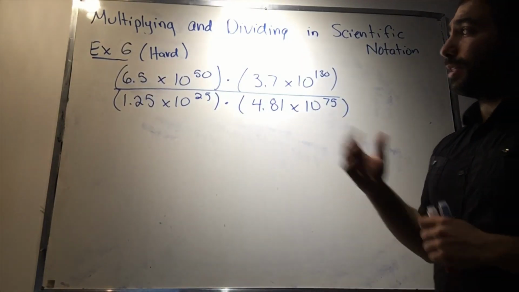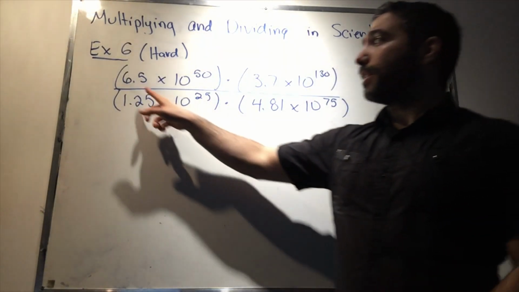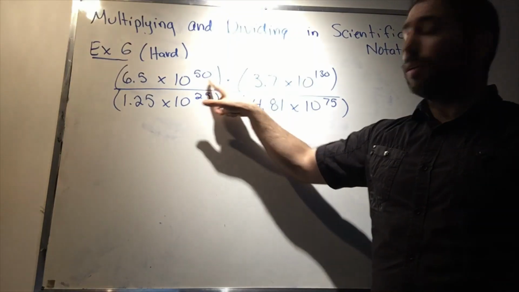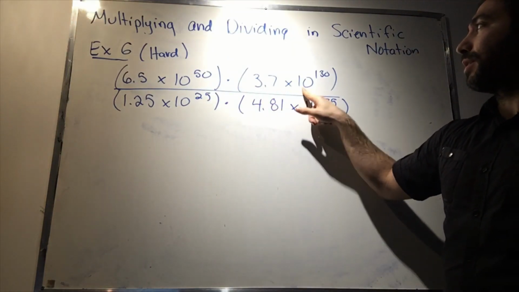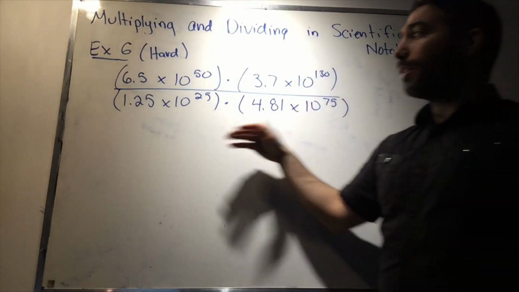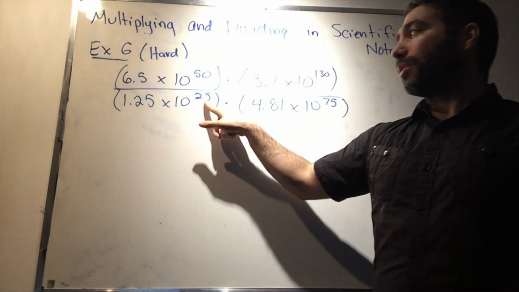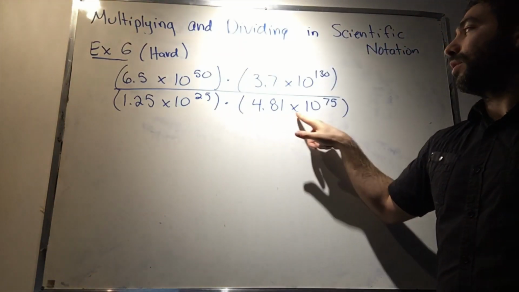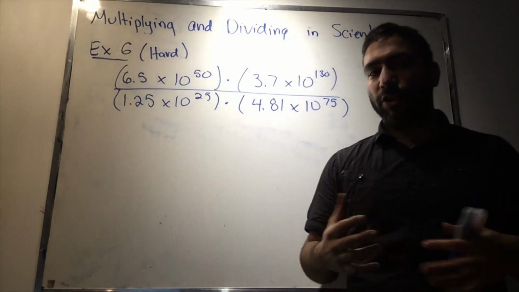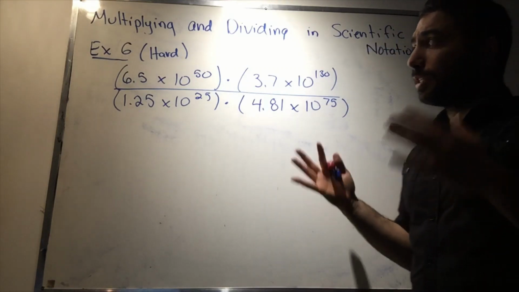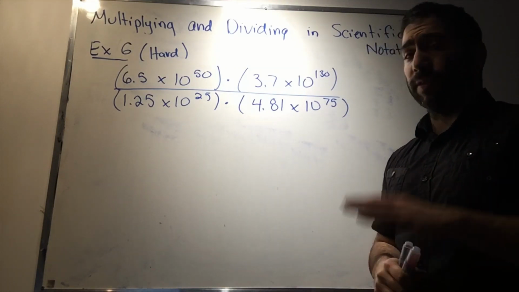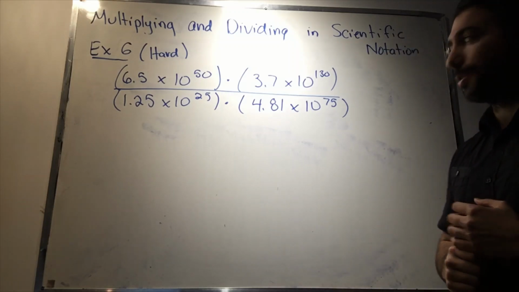Okay, so let's continue with this example that we have over here. So what we have is 6.5 times 10 to the 50 times 3.7 times 10 to the 130. All that divided by 1.25 times 10 to the 25 times 4.81 times 10 to the 75. Don't let the large number intimidate you. Do the same thing as we did in the last video. Pause the video, try it yourself, and see if you're able to get the same answer as me.